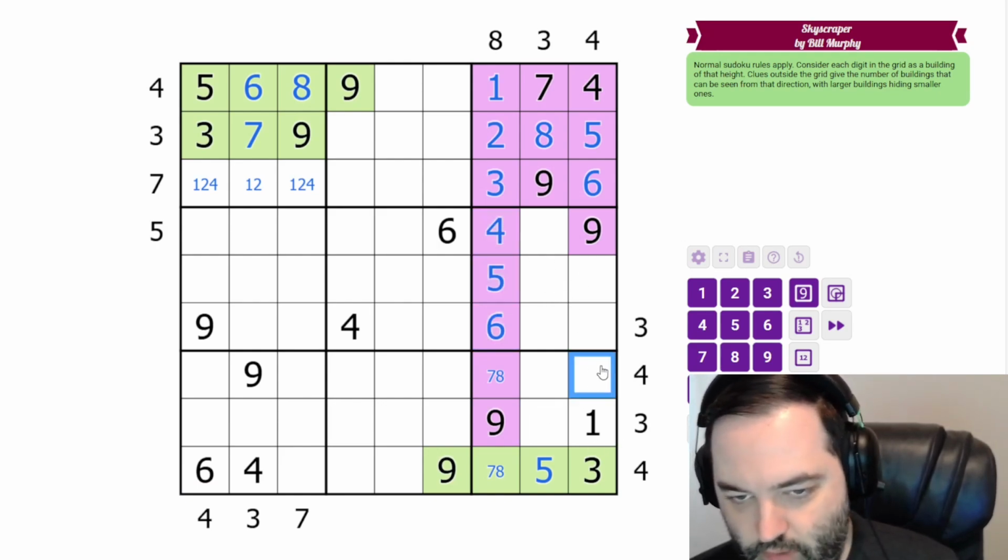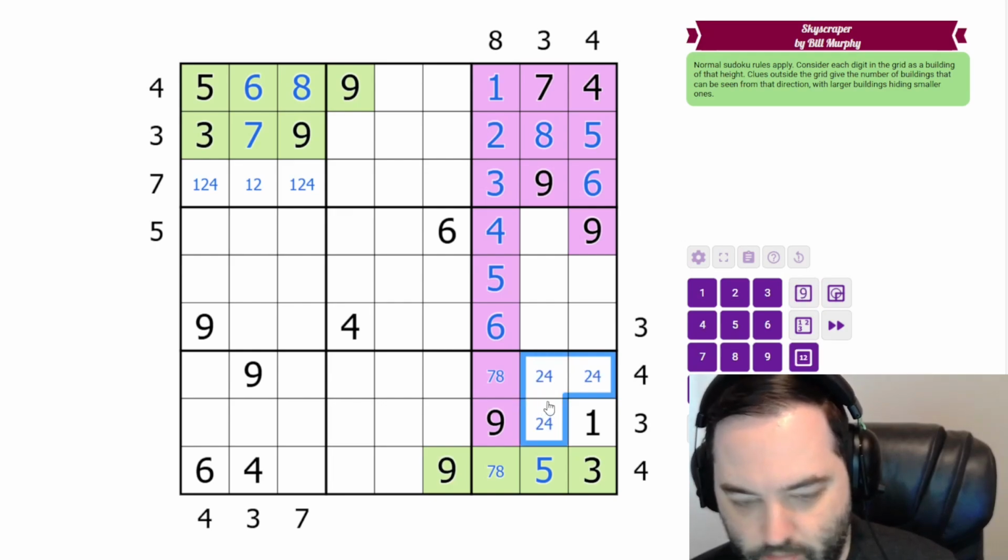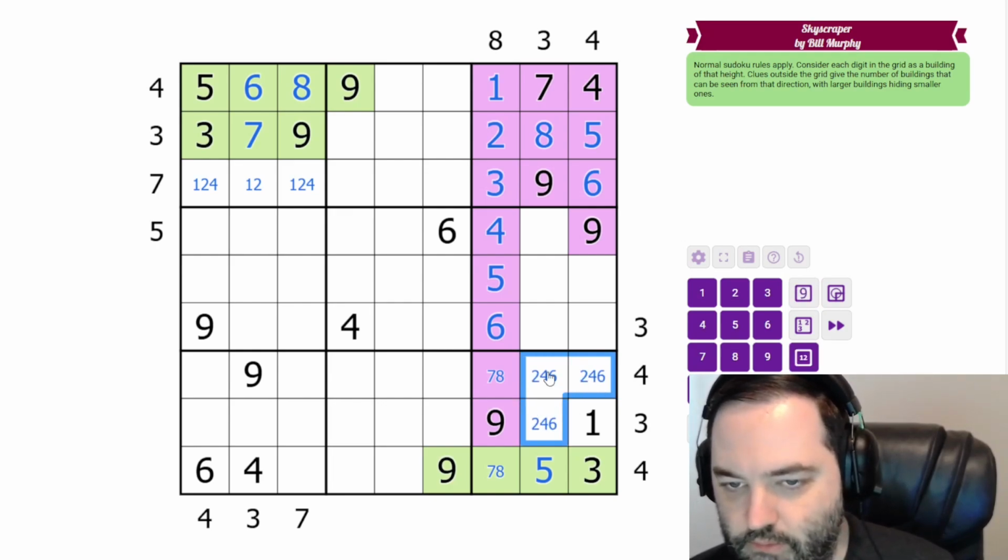This can be anything right now. But let's go ahead and mark 2, 4, 6 as our remaining cells in the box. This one can't be 4 or 6, so this is a 2.